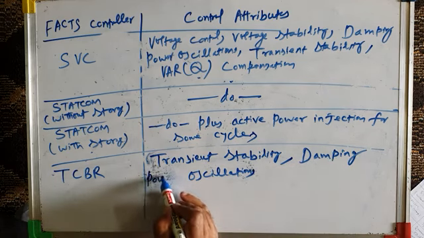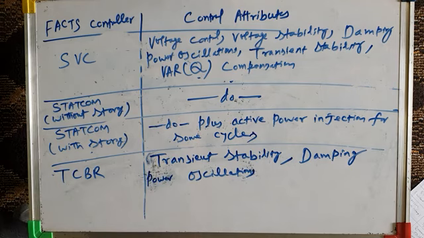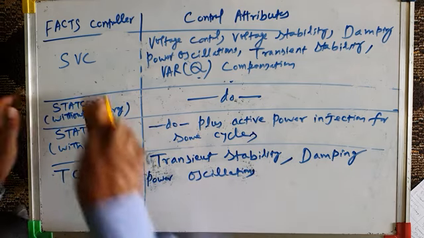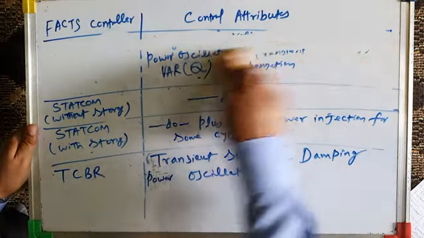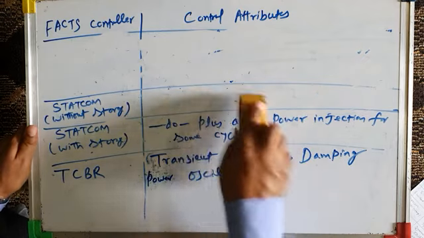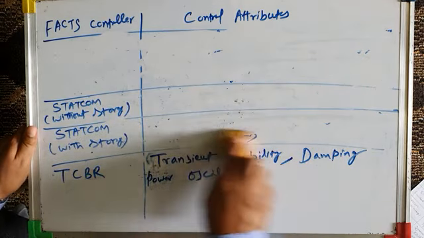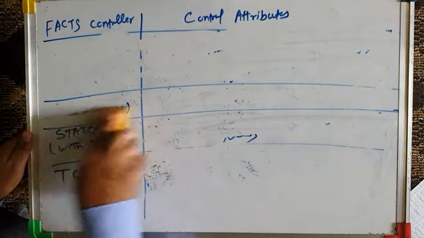I should write here power oscillations. It helps in quick damping of power oscillations, right? So that is about shunt FACTS controllers. Now after this we have combined series controllers, and then combined series-shunt controllers. Let us discuss their, or let me list their control attributes.